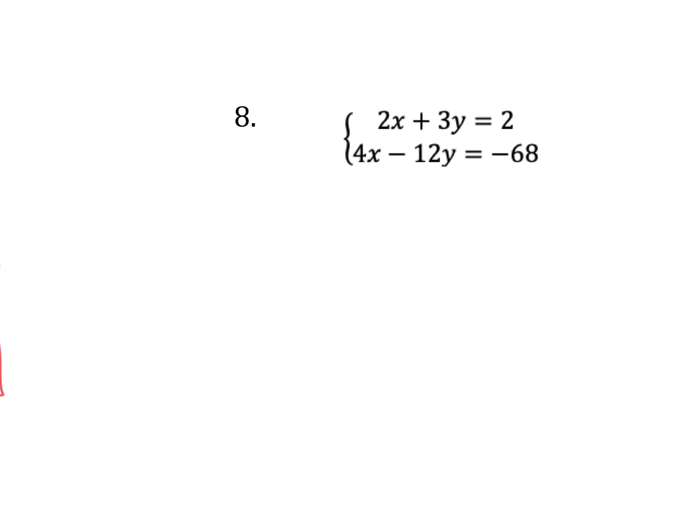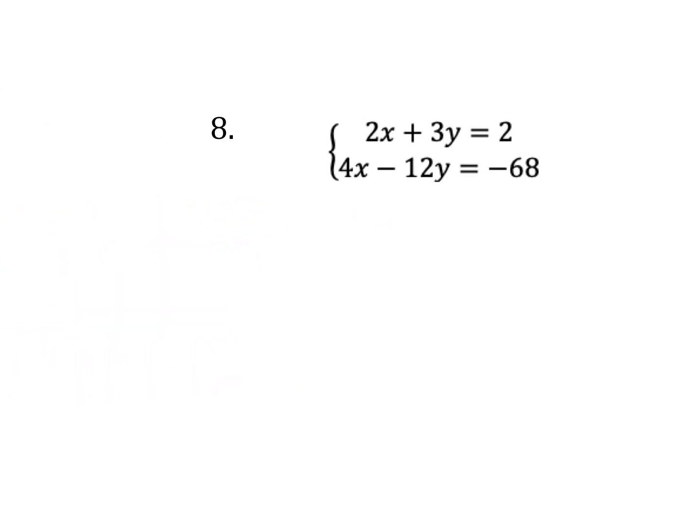Okay, let's do our last one. I have 2x plus 3y equals 2 and 4x minus 12y equals negative 68. I'm looking for any letter that has a positive and a negative. When I look at this one, it looks like my y's, I have 1 positive and 1 negative. We can't make that 12 smaller, so let's make that 3y bigger. How can we multiply by a 3 to get to a 12? We're going to multiply by a 4.